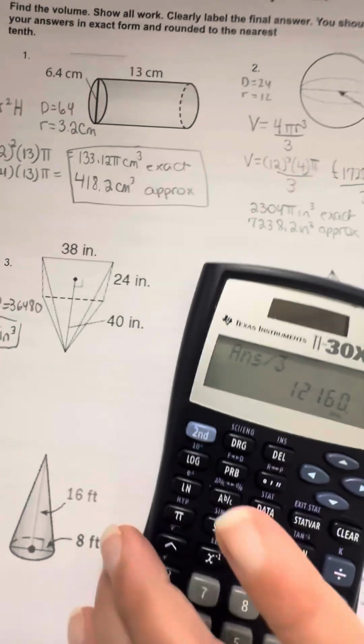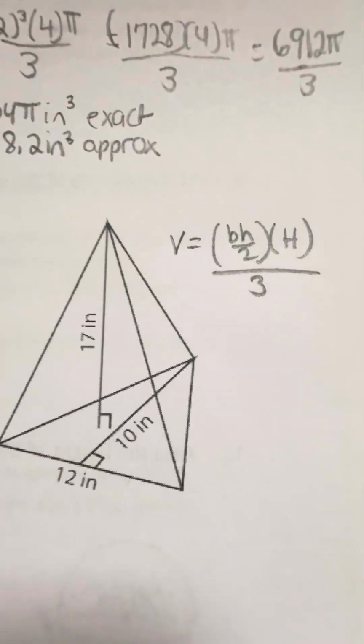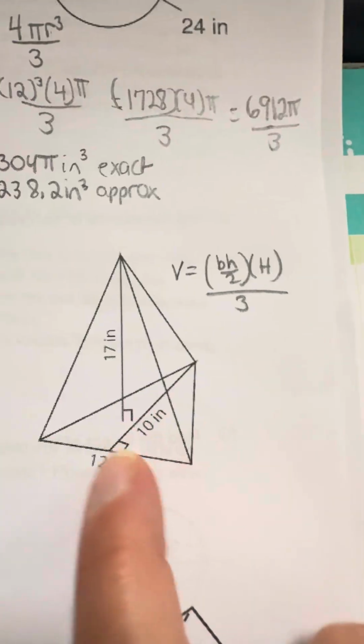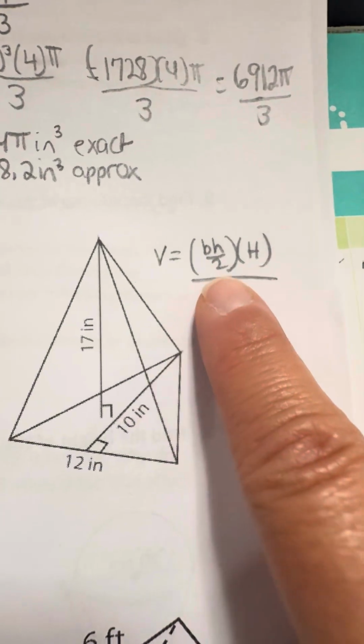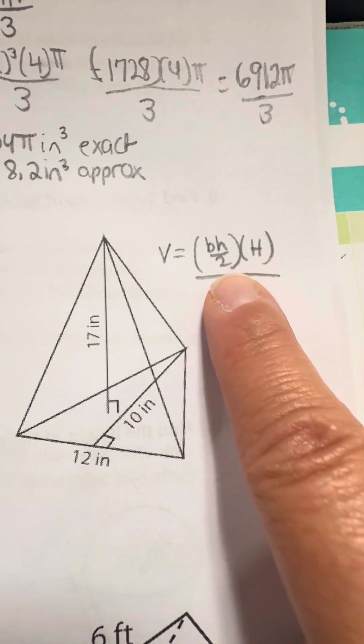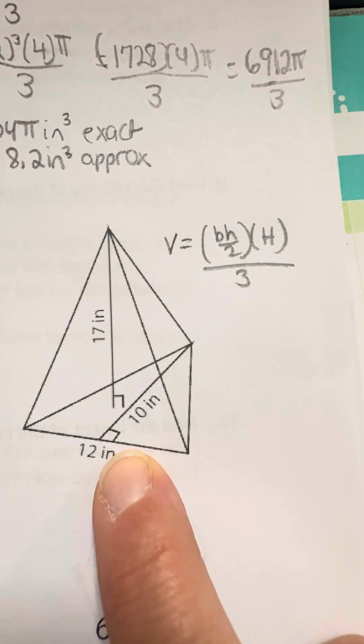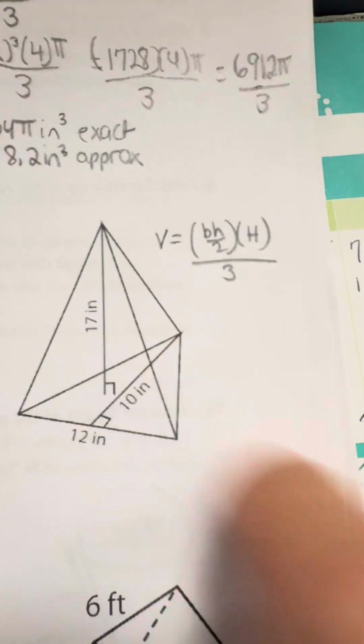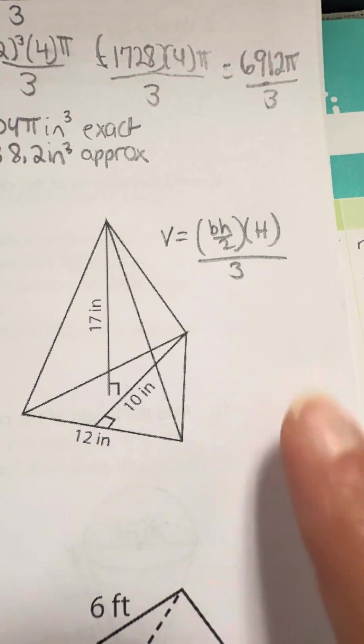And now we're gonna go ahead and look at this next one. I've already put the formula in here. Our base area is a triangle: base times height divided by 2. That's the area of a triangle base. Then we're going to multiply it times its height, 17 in this case, and then we're going to divide that by 3.